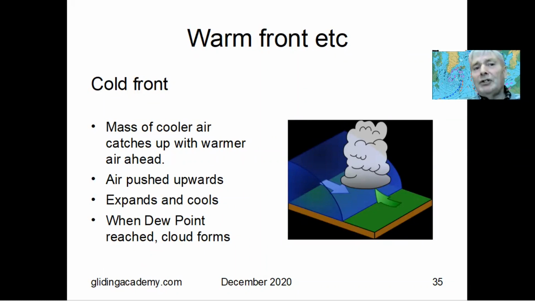Now what happens as the mass of cooler air catches up with the warmer air in front is it pushes underneath it, and the warmer air in front is pushed upwards. And because it's going up, it expands and cools, and when it reaches its dew point, it forms cloud. And very often on these frontal systems, that's enough to trigger the towering cumulus at times.